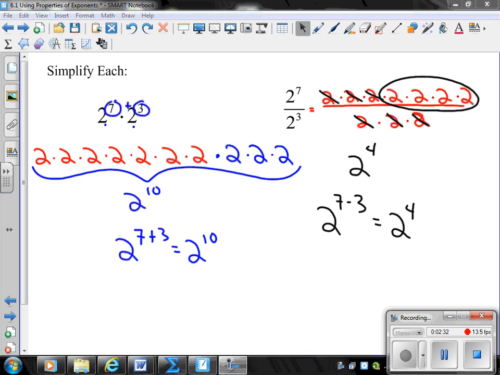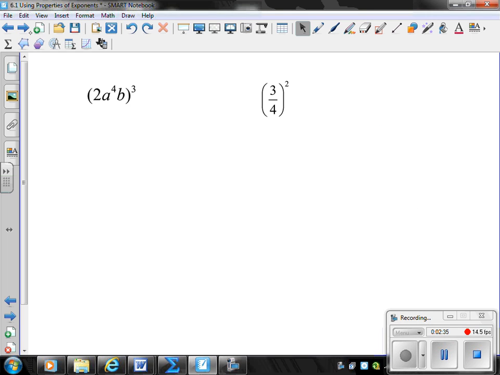Okay, so we're going to look at one more property, and these first 3 are really going to be the core of what we do in the rest of these problems. What's going on in this next situation is we have 3 factors. We have the factor of 2, the factor of a to the 4th, and the factor of b, and they're all inside this parentheses being cubed. So when it's multiplication on the inside, we can distribute that power of 3 to all these terms. And that's only across multiplication or division. This doesn't work over addition or subtraction.